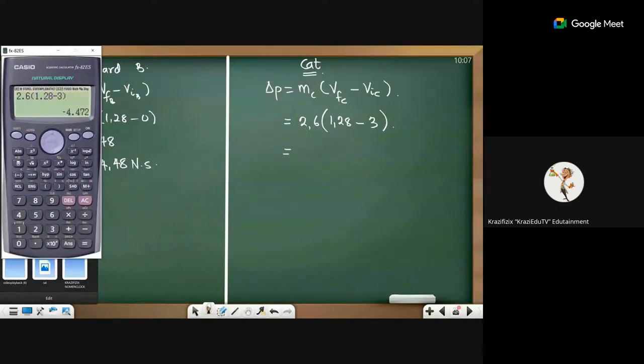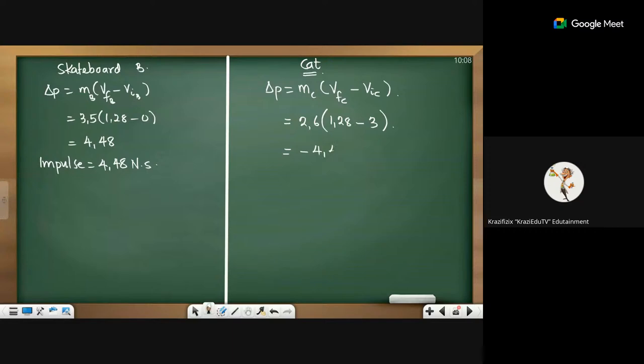Check your answer. Negative 4.472. I wanted to check your answers. 4.8 and 4.7. But this one, negative. What are we proving? So the impulse here is what? 4.47 Newton seconds to the left. Let me write direction here because I'm trying to explain. This one is to the right because it's positive. Do you notice? Check your values. 4.48 and 4.47. The impulse is the same. Does that make sense?